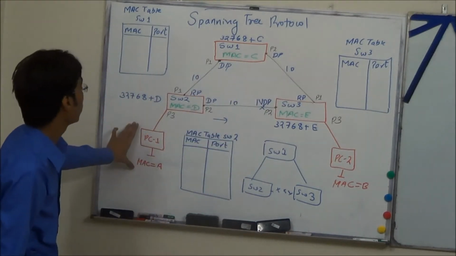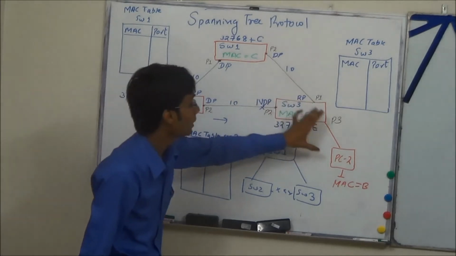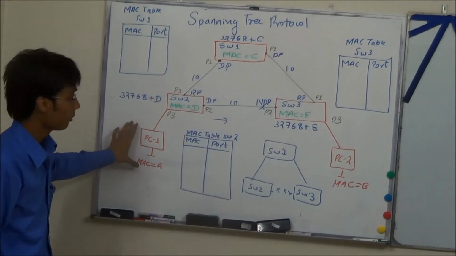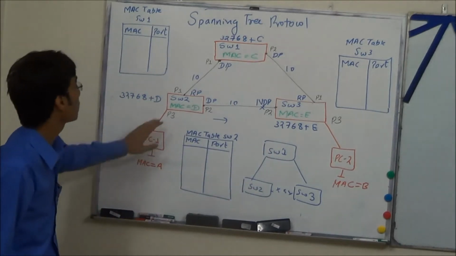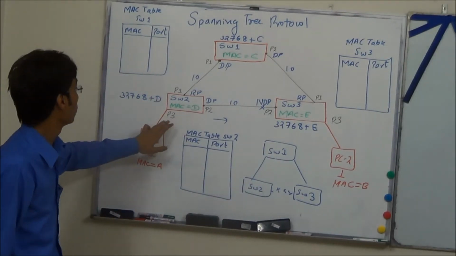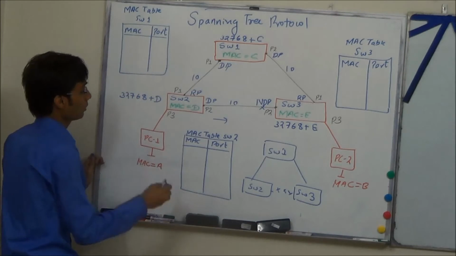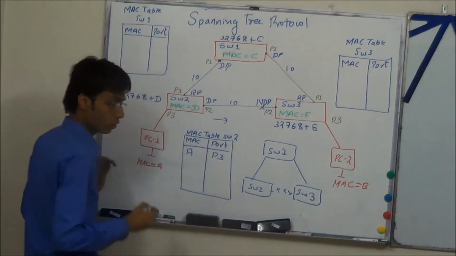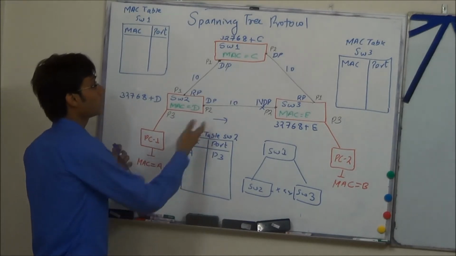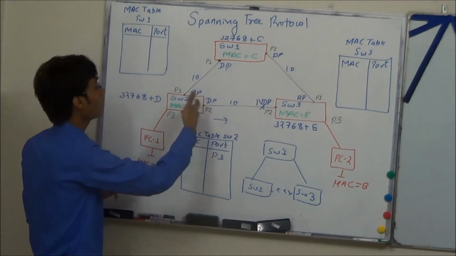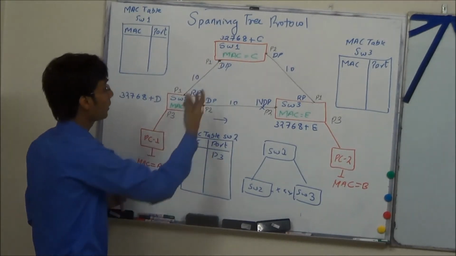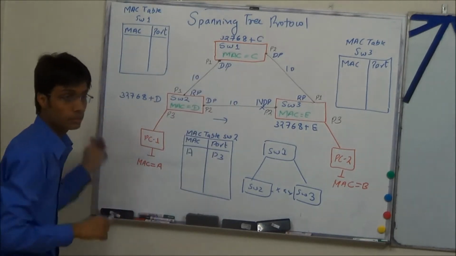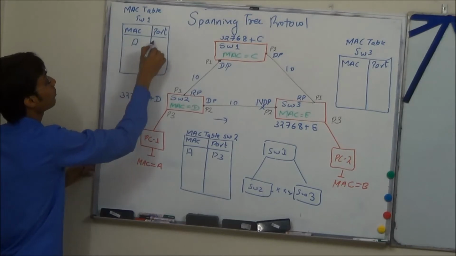So now if PC1 wants to send some data to PC2, let's see how this works. PC1 will form a frame with destination MAC B and source MAC A and transmit it towards switch 2. Switch 2 will learn the MAC address easily at port P3. Since this link is logically broken, it will transfer the frame towards switch 1. Switch 1 will receive it, see the source MAC, and learn source MAC A at port P1.